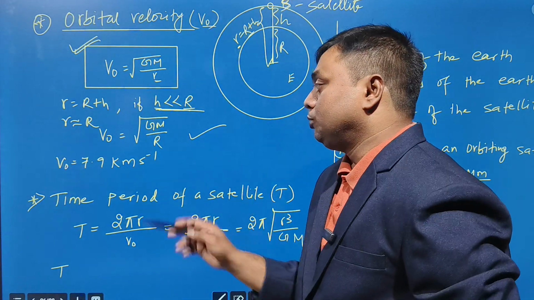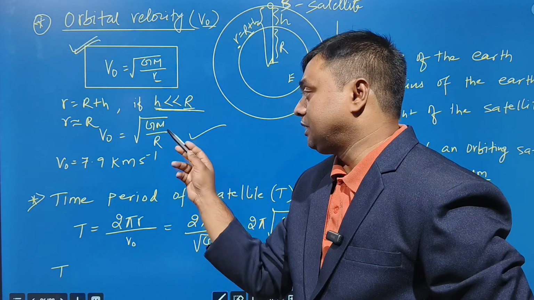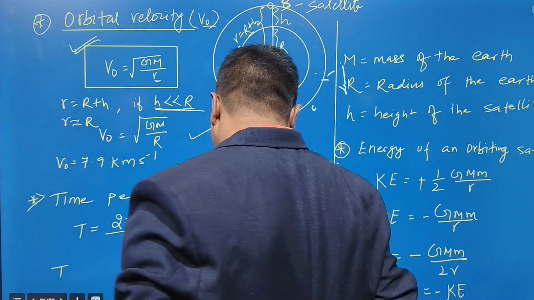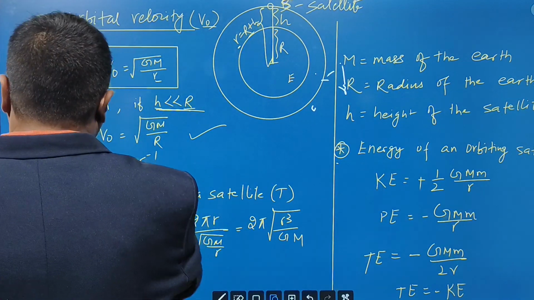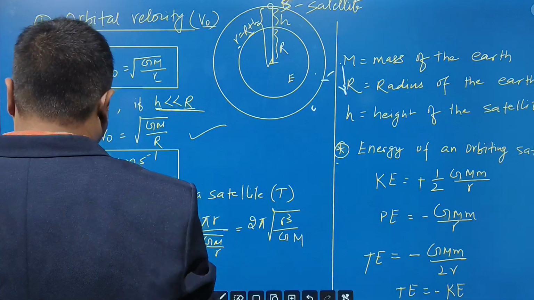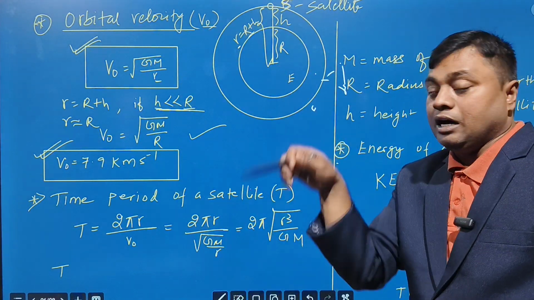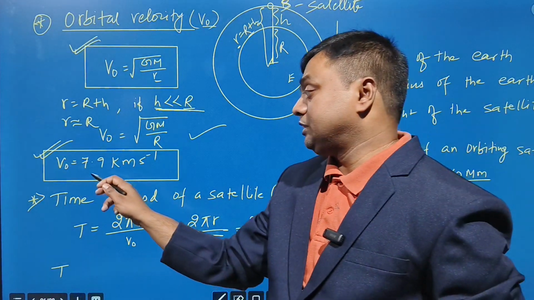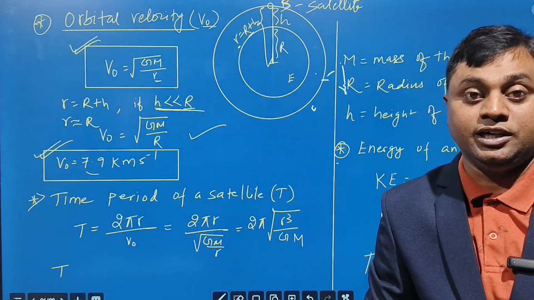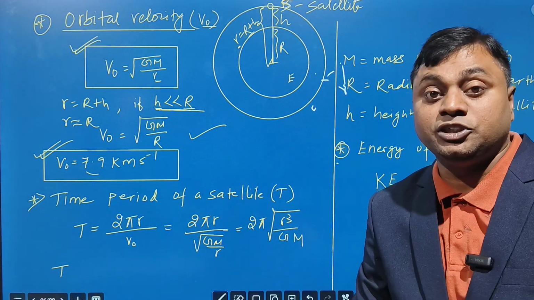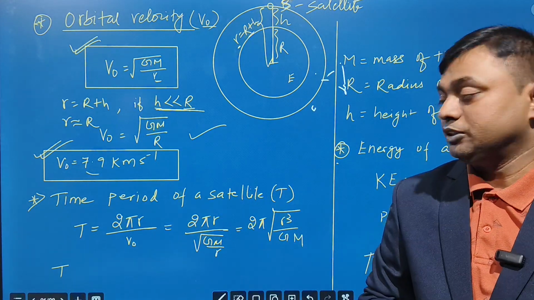If you substitute the values of capital G, capital M and small r, you will get the v naught value, which is 7.9 km per second. For any satellite to revolve around the Earth, it should revolve at 7.9 km per second. In 1 second, it should travel approximately 8 km.